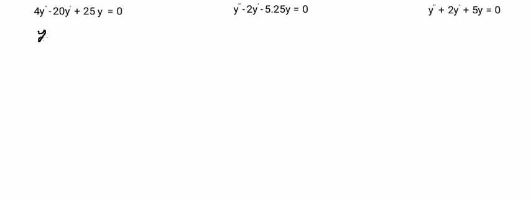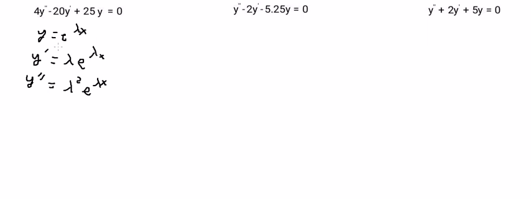First we have y equal to e to the power of lambda s. If we do the first derivative, you get lambda multiplied with e to the power of lambda s, and the second derivative we get lambda square multiplied with e to the power of lambda s. So we put them in here and this one in here.